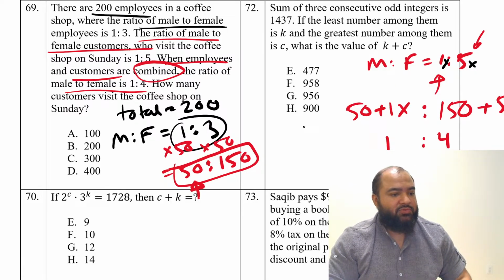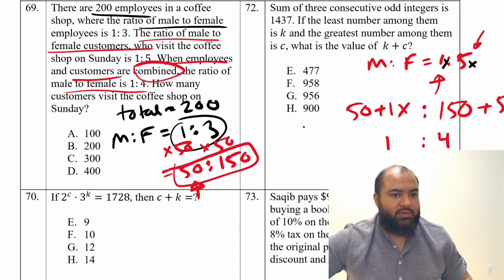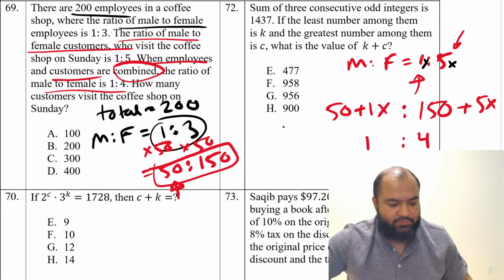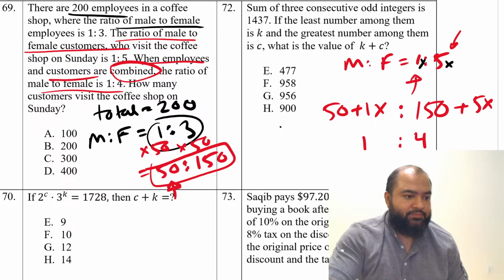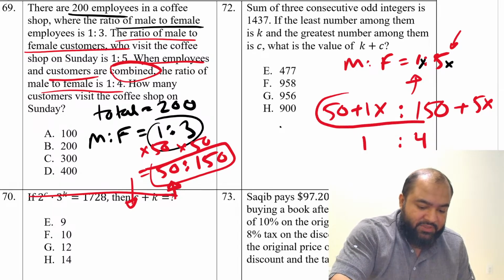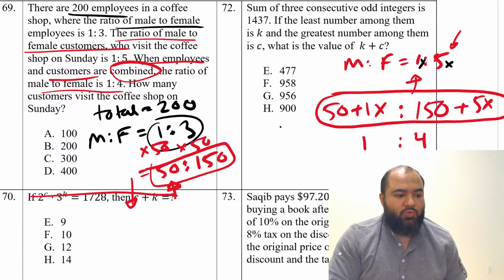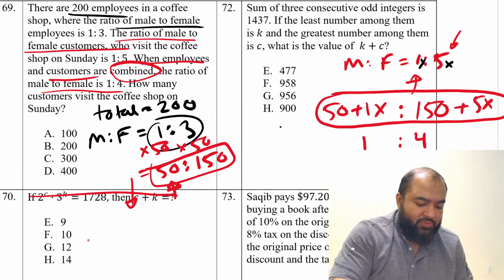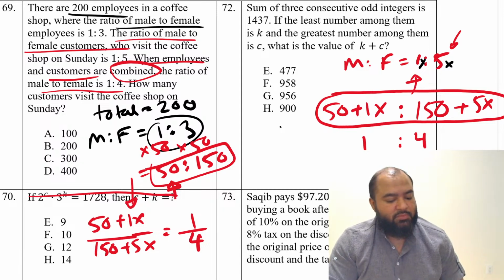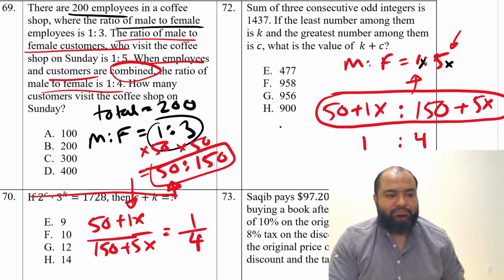Okay, so I just have to set up the ratio. I think you don't see the other side, let me move it a little. Okay, now I'm going to do it on this part here. So 50 plus 1x to 150 plus 5x. The ratio means it's a fraction. I can write it like this: 50 plus 1x over 150 plus 5x equal to 1 to 4. That's 1 over 4. Now my equation is ready.